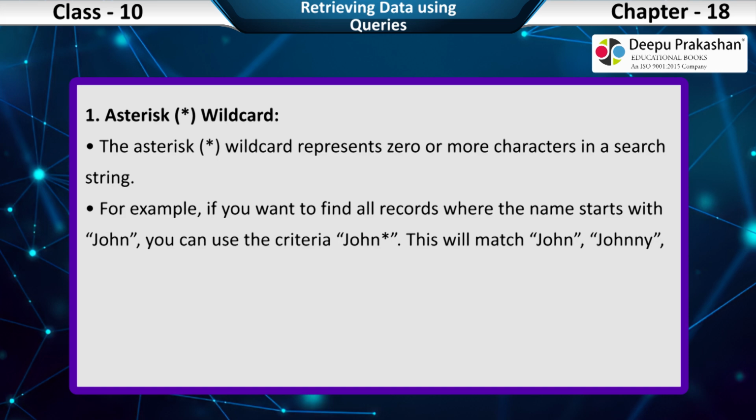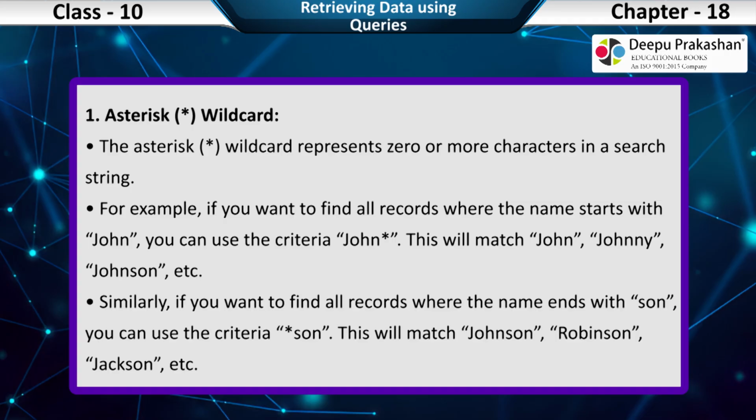Asterisk wildcard. The asterisk wildcard represents 0 or more characters in a search string. For example, if you want to find all records where the name starts with John, you can use the criteria John asterisk. This will match John, Johnny, Johnson, etc. Similarly, if you want to find all records where the name ends with son, you can use the criteria asterisk son. This will match Johnson, Robinson, Jackson, etc.